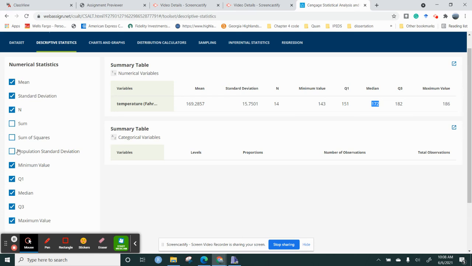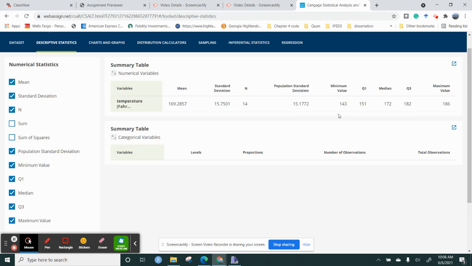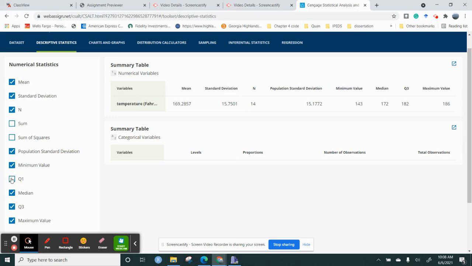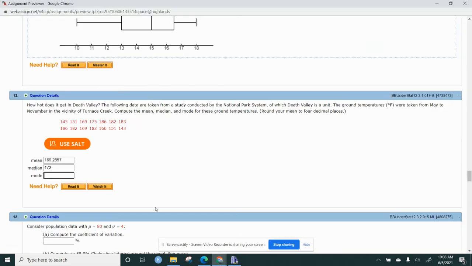Okay. And over here is what you can get for it. So say you wanted to know the population standard deviation. If you click it, it gives it to you. But say you just wanted what we just talked about. You wanted just the mean and the median. I can undo all this. And it just gives me the mean and the median. Okay. So I've already got that in there. I've already copied that over.